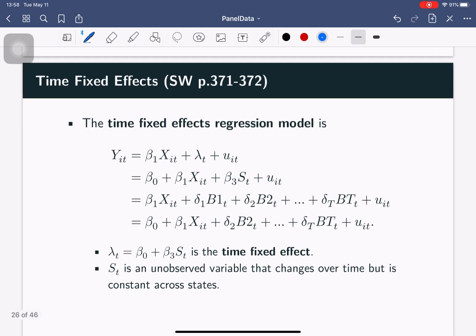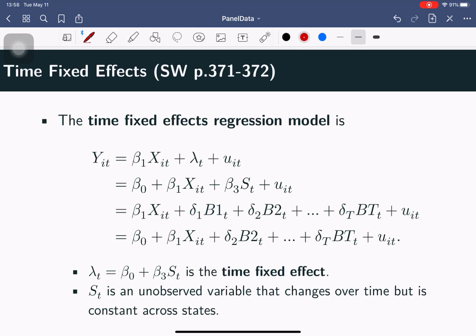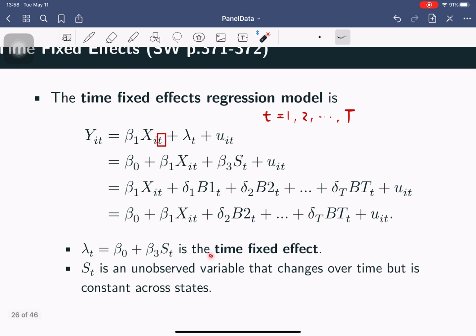And now we change to focus on the time fixed effect. We focus on the t. So t goes from 1 to capital T, and lambda is the time fixed effect. So we can transform to the original form. We have an intercept and an unobserved variable for the time fixed effect.